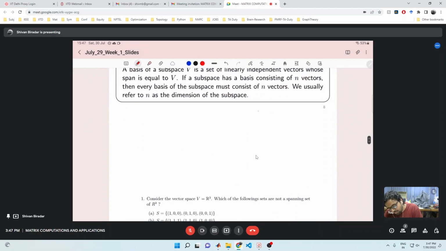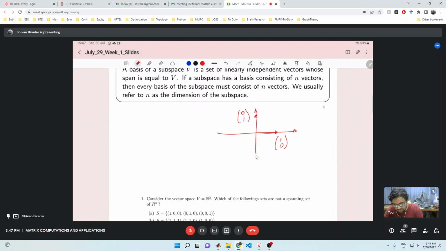So what is the basis for this vector? What is the minimum number of vectors which can span the whole space? So this will be (1, 0) and (0, 1). So these two vectors can generate the whole space.